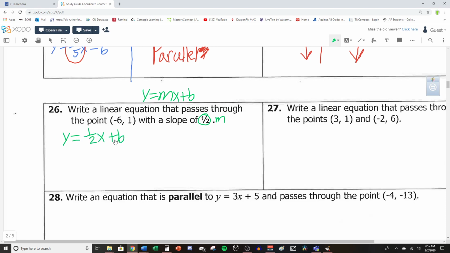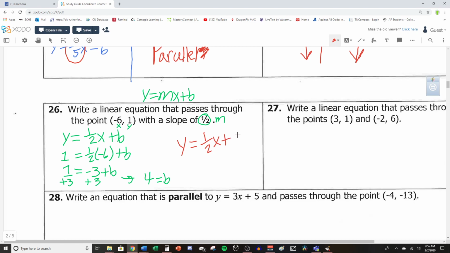To find b, to get our final answer, we have to solve for b. And how we do that is we plug in this x and this y. So this is going to be y is 1/2 times this -6 plus b. We're going to multiply these. That gets us -3 plus b. And then I just want to add this 3 to both sides. And that gets us 4 equals b. So to write our final equation here, we get y equals, well, the slope is 1/2, x plus that b value that we solved for. So here's our answer to this question.